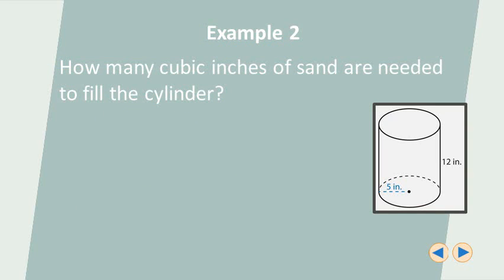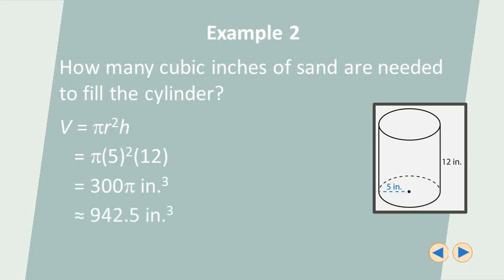How many cubic inches of sand are needed to fill the cylinder? So we need to find the area of the base and then multiply it by the height. So again, the overall volume, pi r squared, the area of the base, times the height. So we plug in the numbers. That's going to give us 300 pi inches cubed. Always make sure you're putting that cubic mark. And when we multiply it by 22/7, we get approximately 942.5 inches cubed.